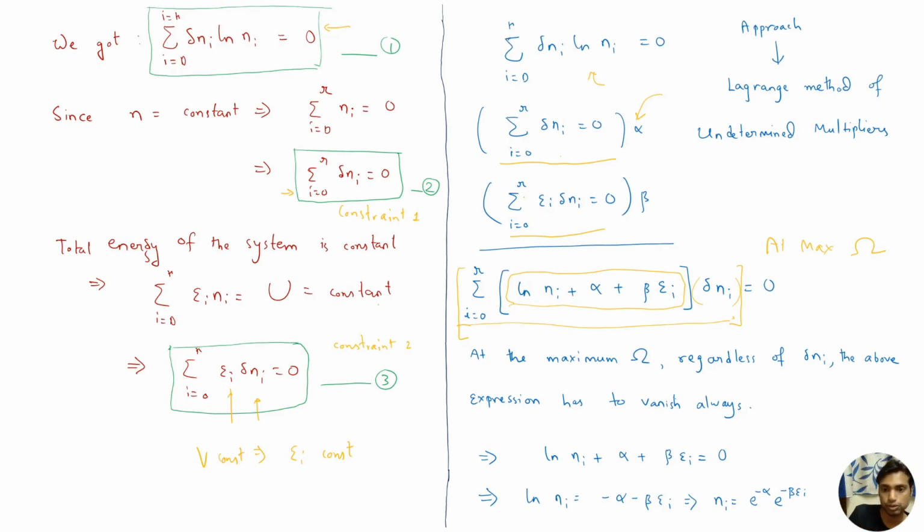So what we are trying to do is equate this to 0, and this has to be 0 irrespective of what the value of delta ni is.